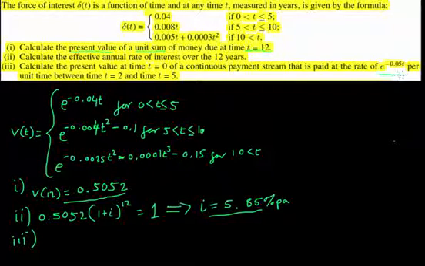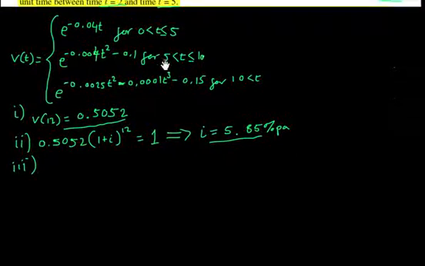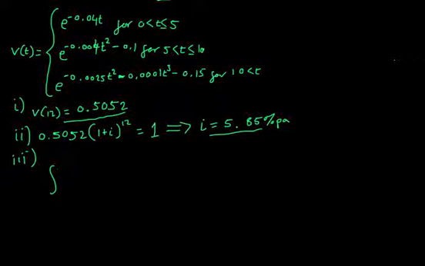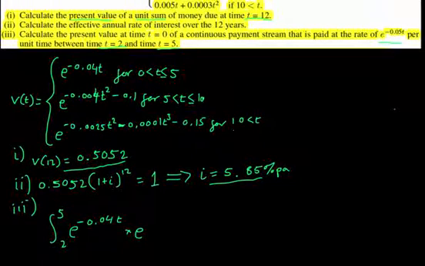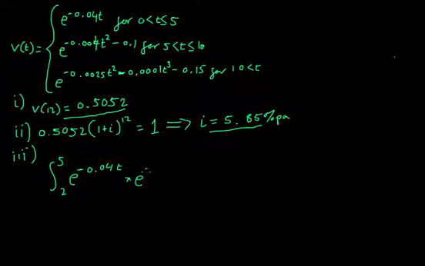that is paid at a rate of e to the negative 0.05 t per unit time between time t equals 2 and time t equals 5. All we've got to do here is find the integral between time 2 and 5, using the force of interest for that time, so e to the negative 0.04 t. We multiply by the payment rate they gave us, e to the negative 0.05 t, with dt over here.